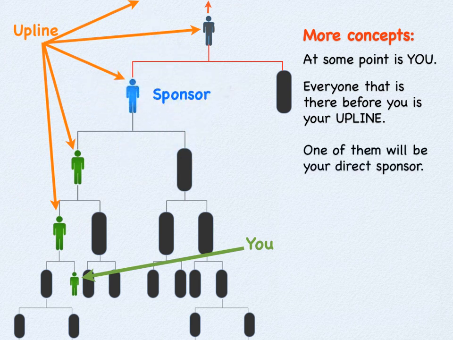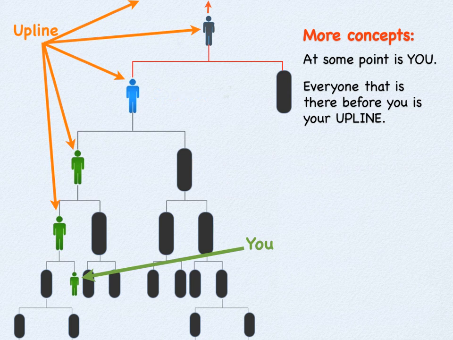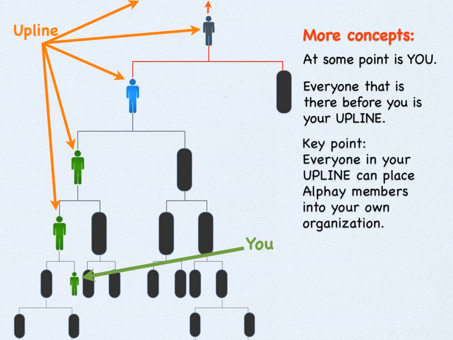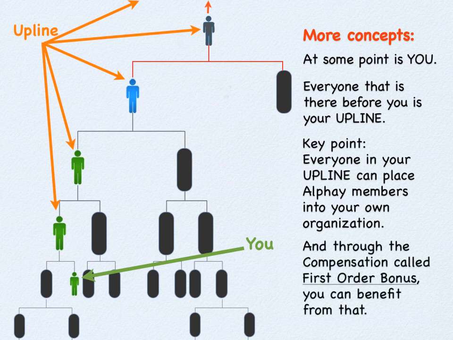One of those folks obviously is your sponsor. It doesn't matter where they are. They could be 50 levels up or right next to you. It's totally irrelevant. The key point here is that everybody in your upline can place LFA members into your organization. And through the part of the compensation plan called the first order bonus, you can benefit from that.